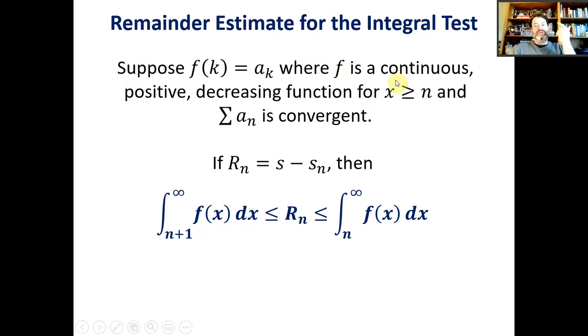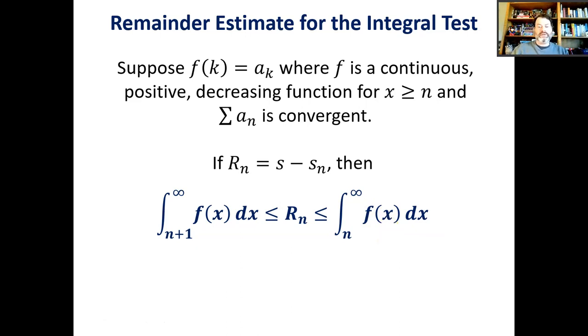So we need the function to be continuous, positive, decreasing, and the sum needs to be convergent, right? If the sum diverges, then we can't use this remainder estimate. You would just get infinity. So we're just saying the remainder is the difference between the sum and the partial sum. And when we start to the right, this is always smaller because it's like one less rectangle, basically. And here, starting at n, is like one more rectangle. So this is always bigger.